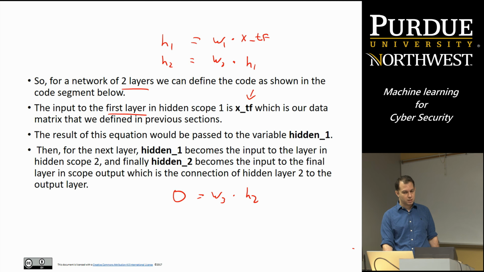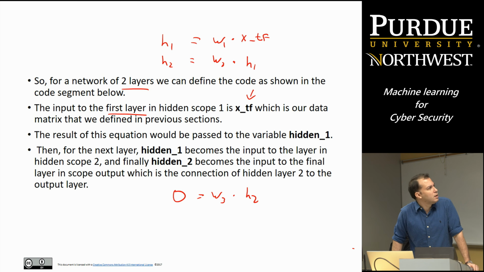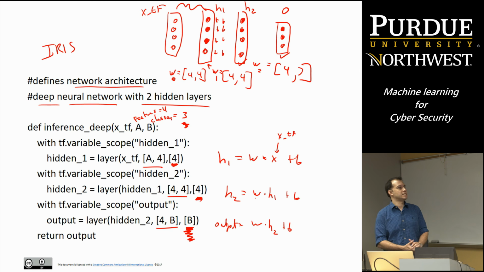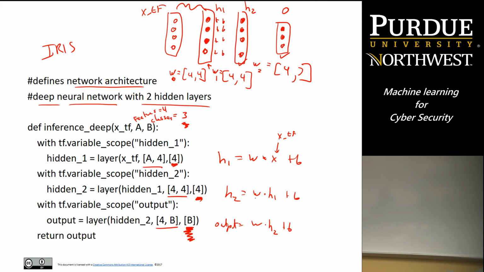Right, so let's see. For a network of 2 layers, we can define the code as shown in the code segment below. The input to the first layer, in hidden scope 1, and I'll talk about that scope thing in a second, is x_tf, which is our data matrix that we defined in previous sections. The result of this equation would be passed to the variable hidden 1, and so on. And there it is. So this is now our function.